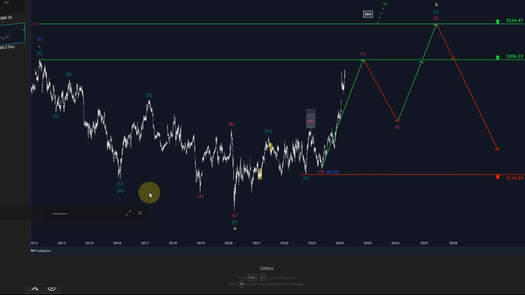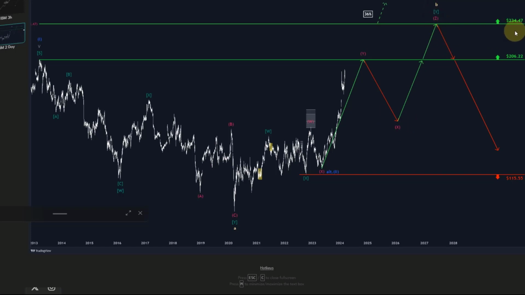You can see here that the A wave consisted of a WXY complex correction, and it is likely that the B wave also forms quite a complex corrective pattern. We've labeled this here as a WXY XZ pattern. So in the preferred scenario, the price is likely going higher, forms very shortly the top of the wave Y. There is resistance at $206.22. Then we should get an X wave pullback in magenta wave X, which is also a corrective pullback, before then the Z wave completes the larger B wave.